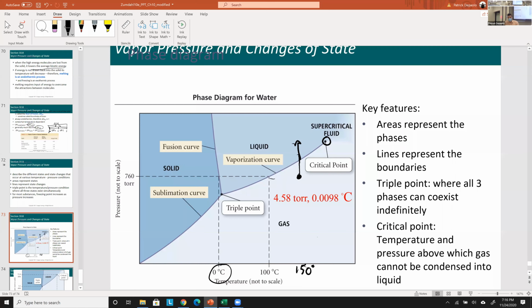So does that concept make sense? I'm not done with this chart yet. I'm going to talk more about it. But so far, does that concept make sense? Any questions on it?